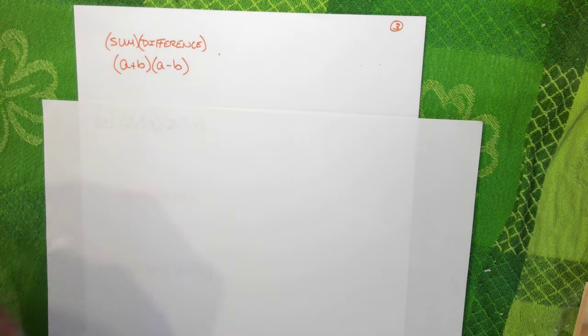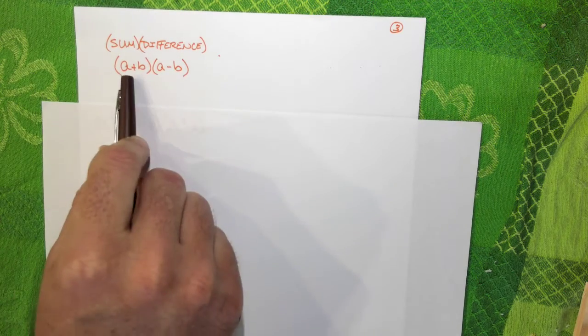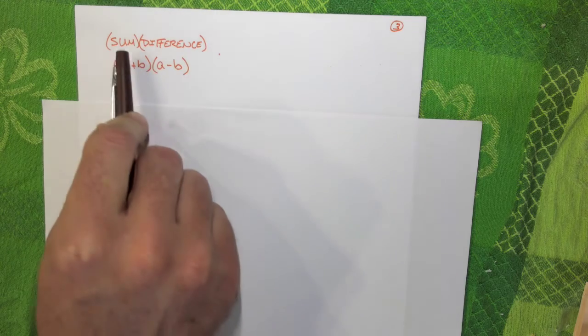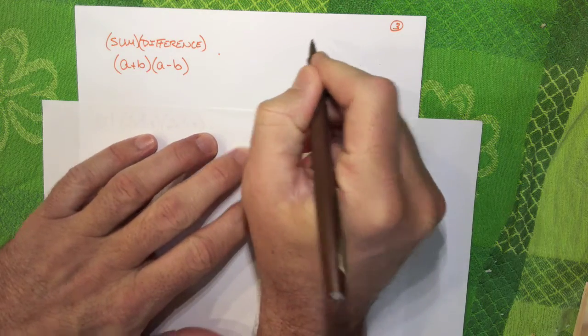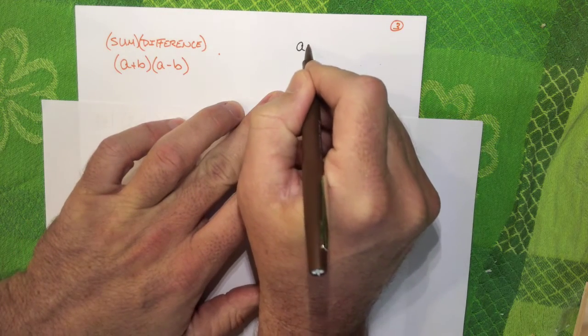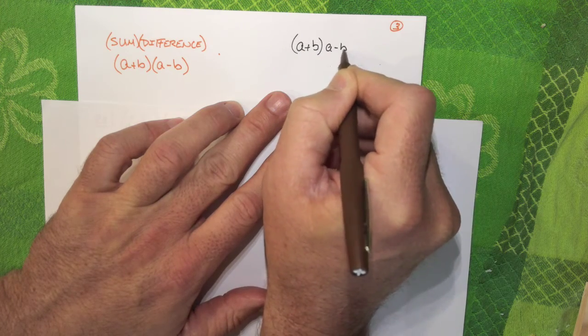And our third and final shortcut. This one, again, two terms, binomials. We have a sum times a difference. So, if I were to FOIL this thing, I'll write it off over here to the side. Here's what would happen. We got a plus b, a minus b.